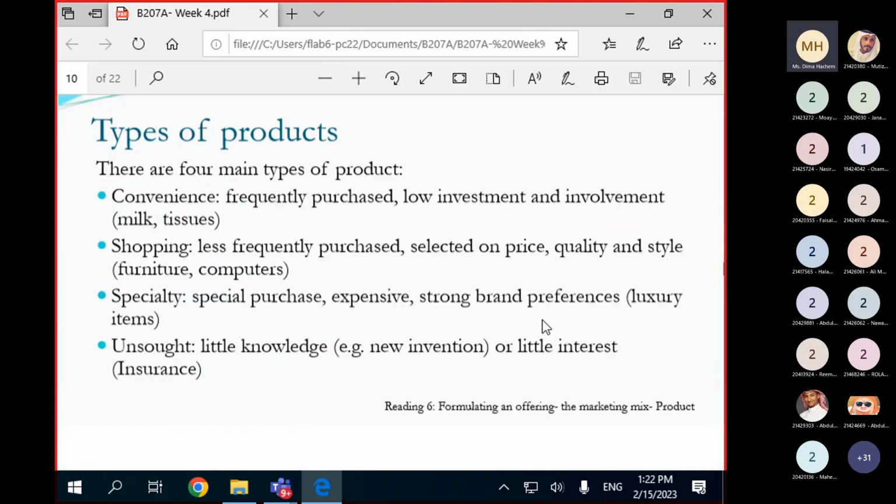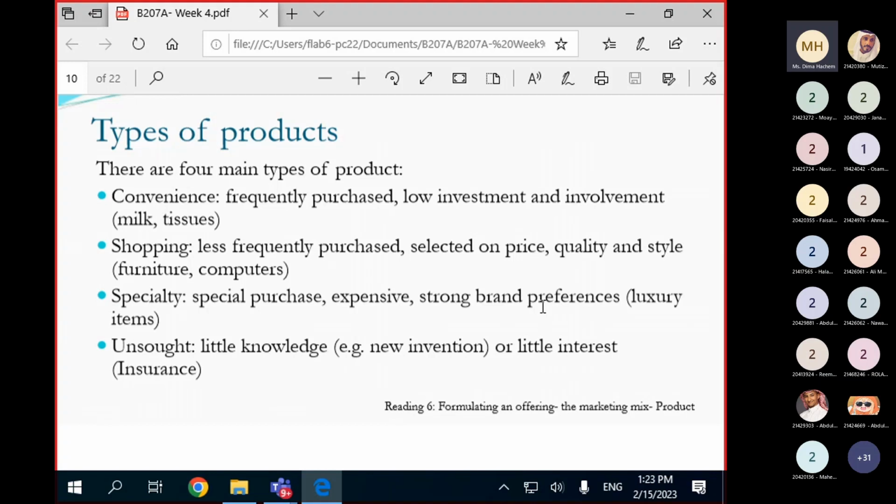Okay, so what are the types of products? Products are classified into different categories. First of all, we have the convenience products. These products are frequently purchased. We buy them every day. We don't think a lot when we buy them. We are used to buying them and consuming them quickly, like a bar of chocolate, like milk, like a bag of bread.